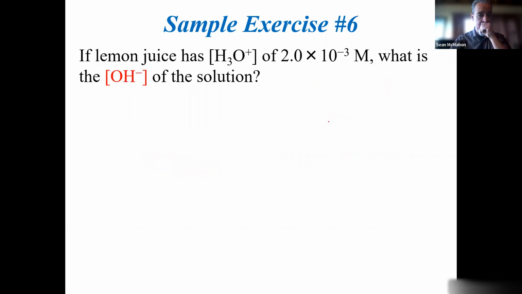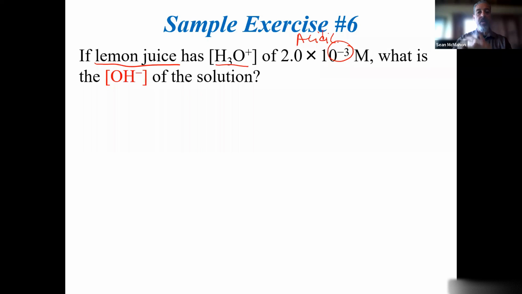So now, if lemon juice has a hydronium concentration of 2.0 times 10 to the minus 3, even before I solve this problem, what does that make lemon juice? Well, if the hydronium concentration is 10 to the minus 3, that's more than 10 to the minus 7 where it's neutral. So if I have more hydronium than a neutral solution, then this is going to be an acid. And that makes sense because what do we know about lemons? They're sour. Why are they sour? Citric acid. So lemon juice is quite acidic.